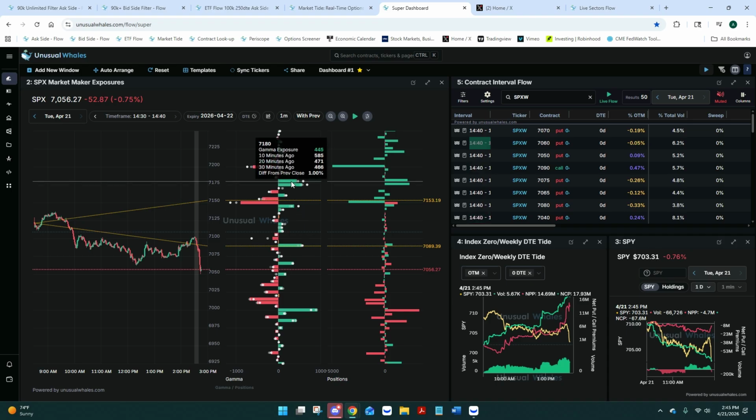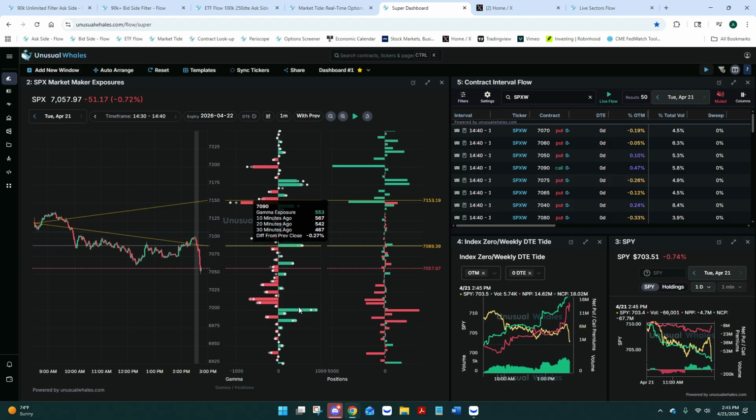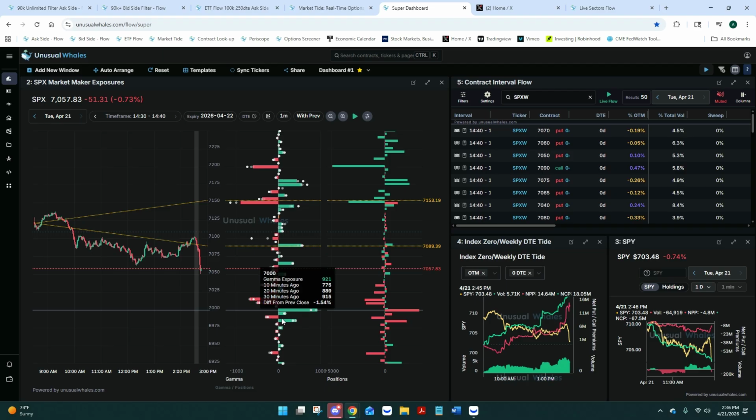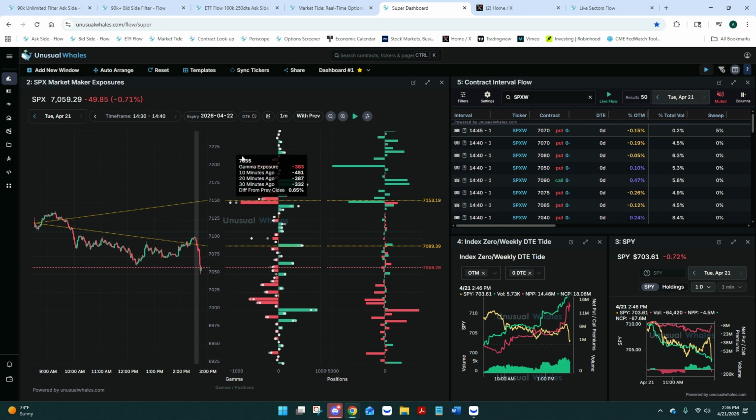We do have some calls up at that 7180, your big gamma here at 7090. But right now that big level is at 7,000, and it looks like we even got a little spread down here too. Not the easiest to gauge. This is a pretty big potential range that we could see, and that could make some sense with tomorrow being the deadline for the ceasefire.